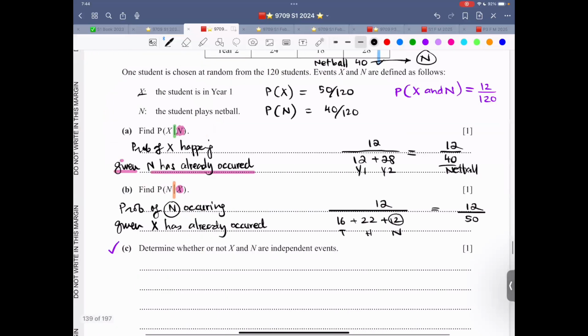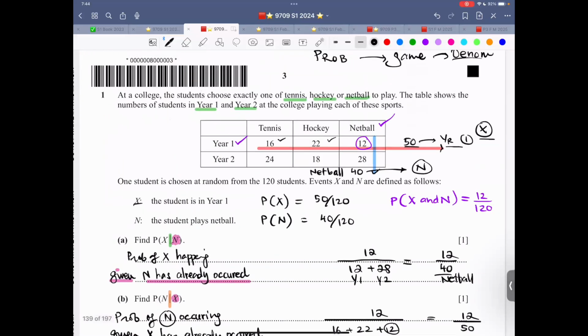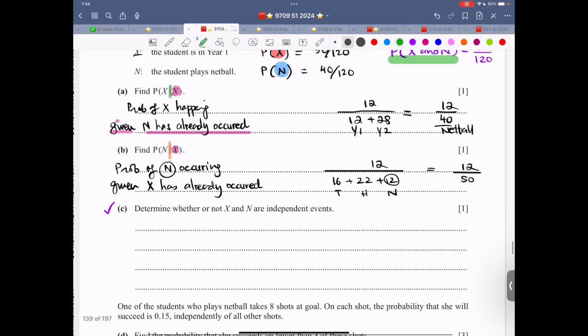Now, determine whether or not X and N are independent. So I have the probability of X. Let me highlight this. Let me make it bigger. This is the probability of X. This is the probability of N. And this is a combination of both, that is, and.